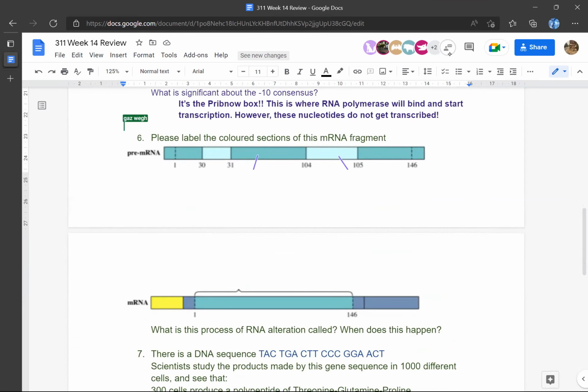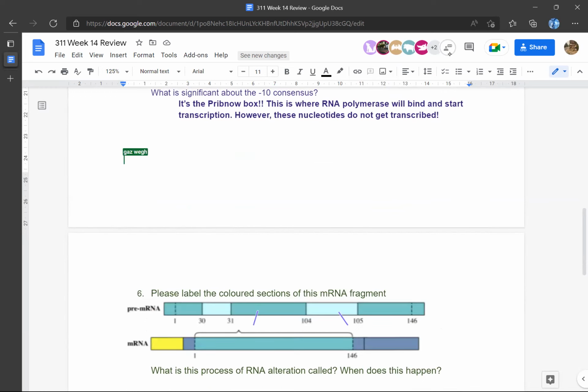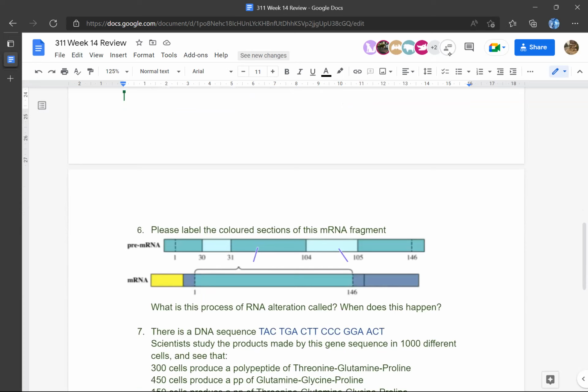if you could please label the colored sections of this mRNA fragment. So what are these dark bluish sections? Oh, you can't even see my thing. What is this color? What's this all about? Usman says non-coding region. Interesting. Or coding. Which one? You have to decide.